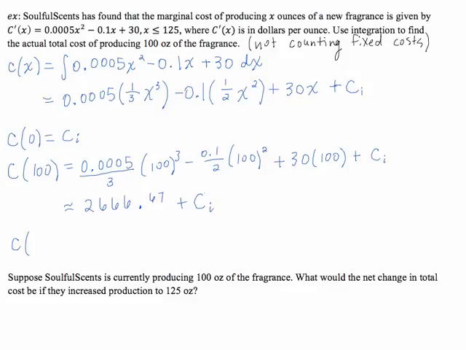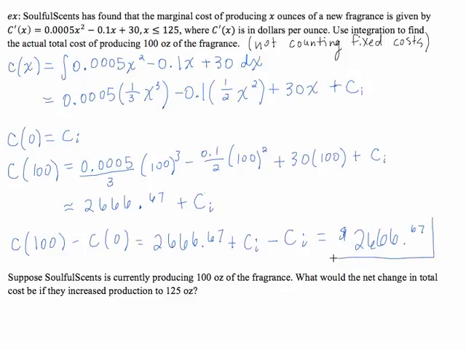There we go. Okay, so then C of 100 minus C of 0 is going to be 2,666.67 plus c sub I minus c sub 0, the constants of integration, which is equivalent to the fixed costs here, cancel. So we get that the net change in the total cost to produce the first 100 ounces is that amount.